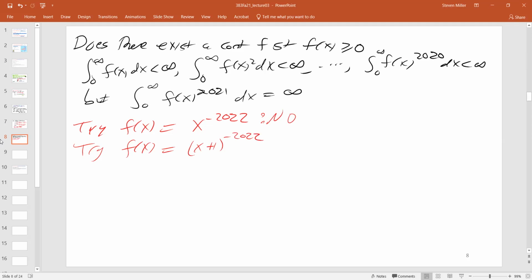Right? So this is not going to all of a sudden start to feel at 2021. When I raise it to the 2021 power, that's going to be smaller than raising it to the 2020 power. So this also fails. Somehow my function has to be getting larger, right? So I need f of x to the 2021 to be greater than f of x to the 2020 somewhere.